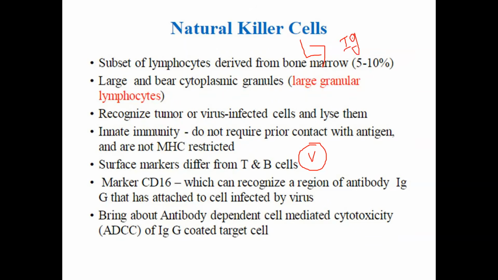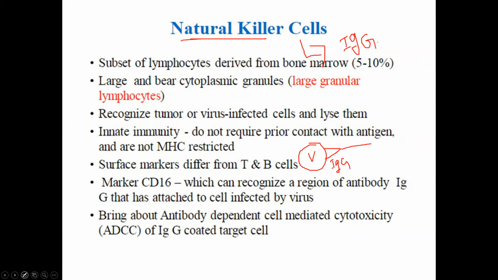Which antibody is compulsorily required for the natural killer cell? That is immunoglobulin G. IgG is a very important antibody required for natural killer cell functioning. Suppose this is the virus infected cell. Now, the virus infected cell, who will recognize this? This is recognized by the immunoglobulin G.